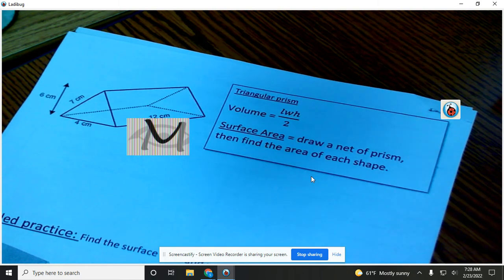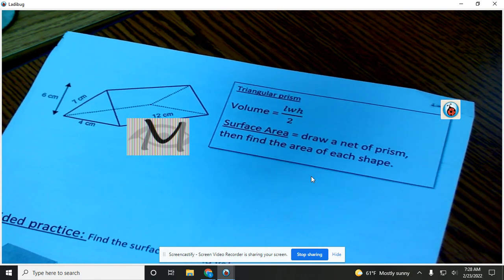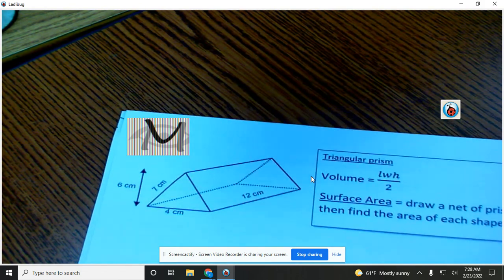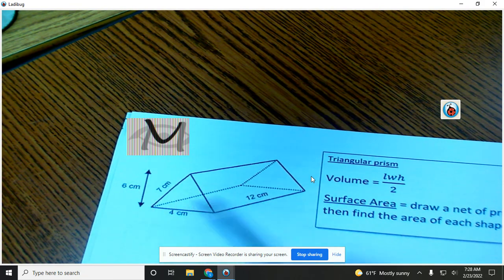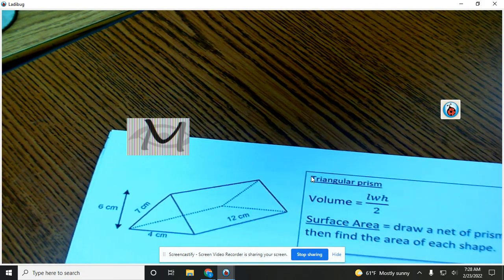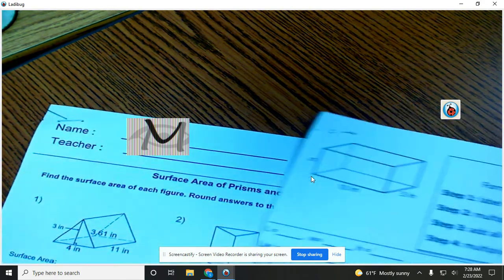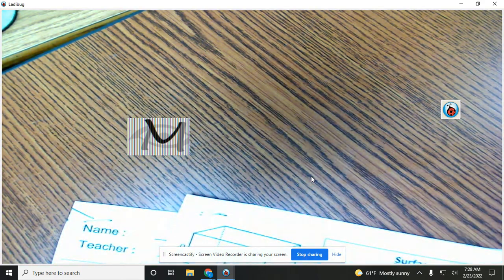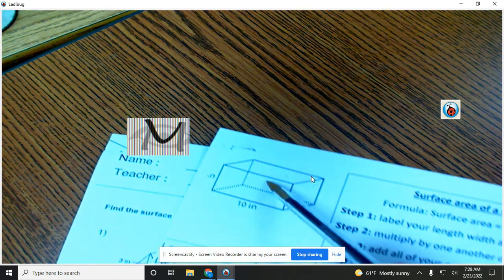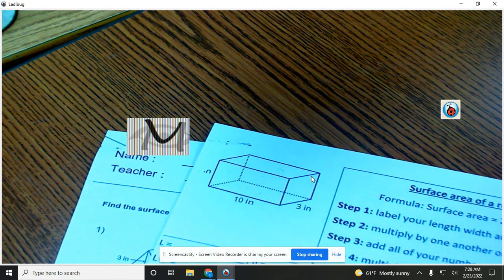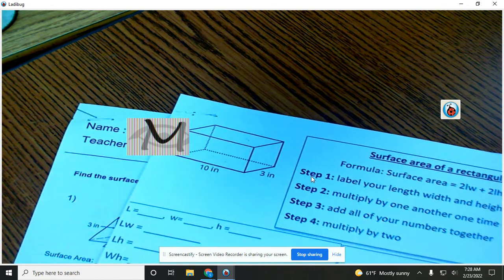Okay, so today we are going over volume. So pretty much what the volume is, everything that you could put inside of this shape. If you were to think about, I don't know, let's say a fish tank right here, what you're going to think about is how much water is going to go inside of this fish tank. And that kind of gives you an idea of what volume is.